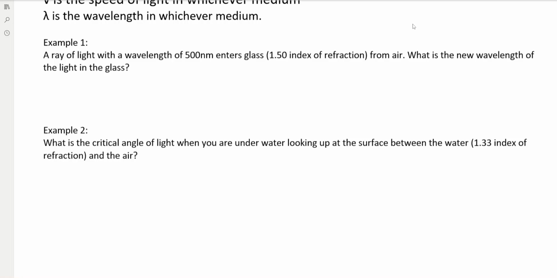Okay, so here a ray of light with this wavelength enters a glass from air. Air's index of refraction, by the way, is in your formula sheet, so you should know that and find it from there. But anyways, we're going to have n2 over n1 equals lambda 1 over lambda 2. What are we looking for? We're looking for the new wavelength, i.e. lambda 2 is what we're looking for. So it's going to be lambda 2 equals n1 times lambda 1 over n2.